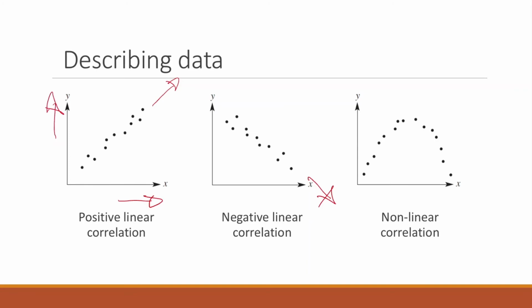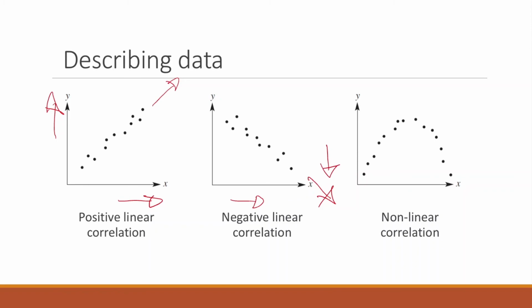Negative linear correlation means that as one goes up, the other goes down. So for example, speed and the time to a destination. The faster you drive to somewhere, the less time it's going to take. So one goes up while the other goes down. So it's negative.